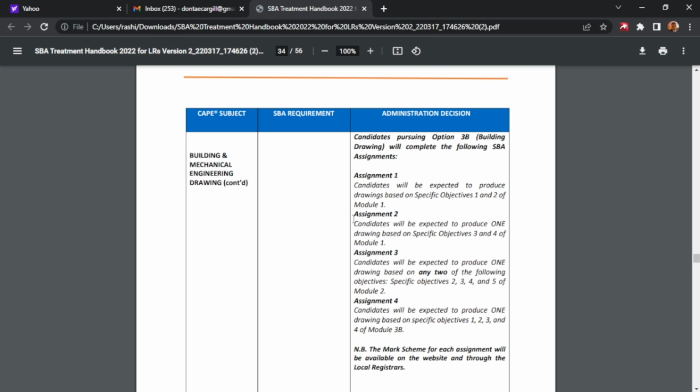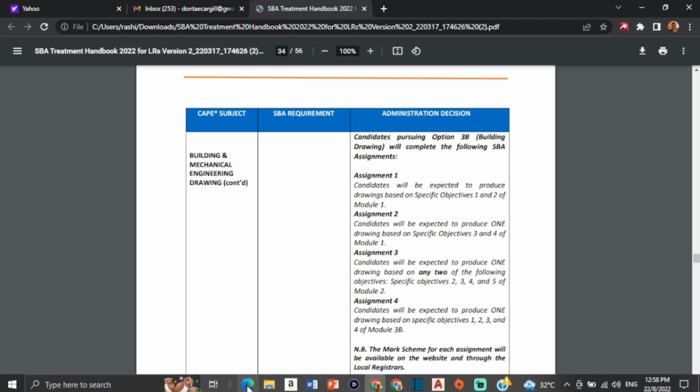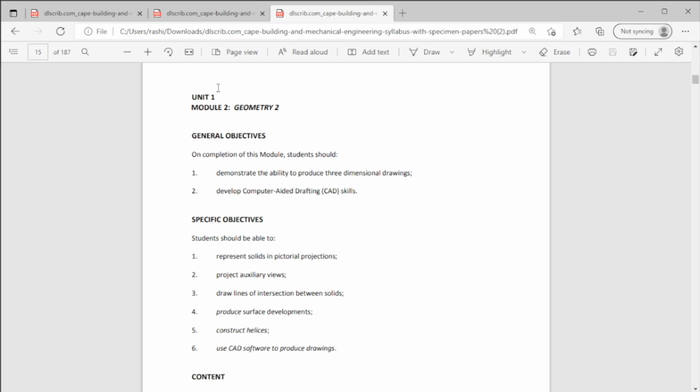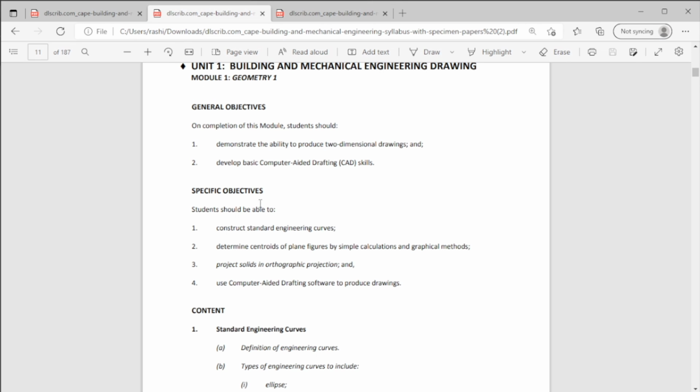So let's go. Alright, so for assignment 1, it says that candidates will be expected to produce drawings based on specific objectives 1 and 2 of module 1. Now, what are specific objectives 1 and 2 of module 1? They will be here. Module 1 is geometry 1 or plane geometry. Specific objectives 1 and 2 are: construct standard engineering curves and determine centroids of plane figures by simple calculations and graphical methods.